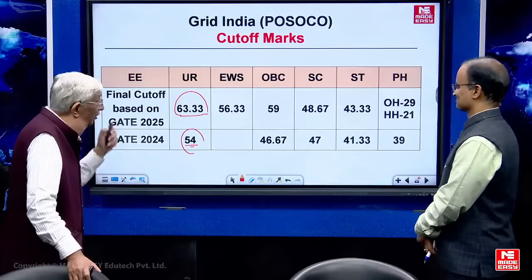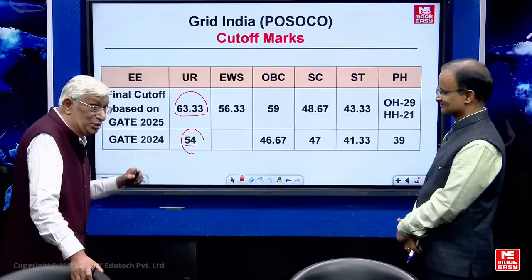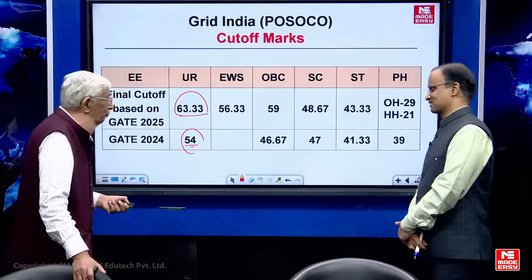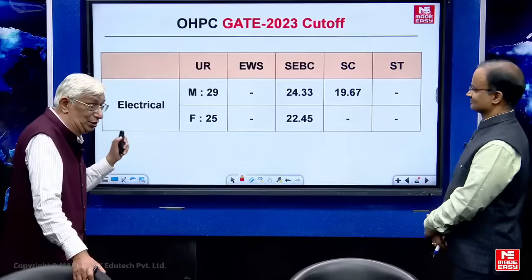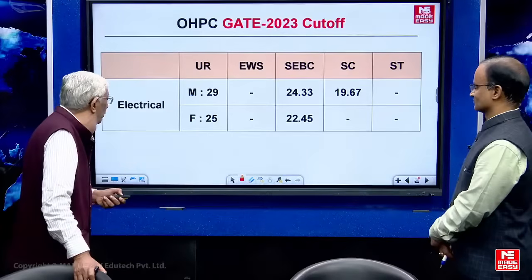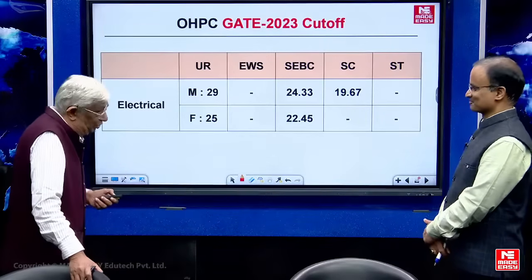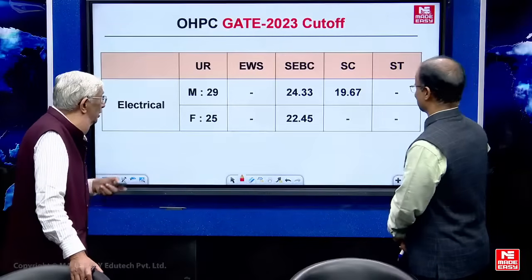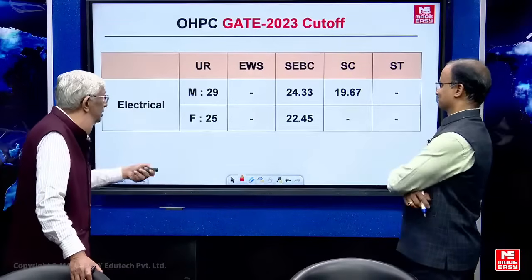But again, in terms of compensation package, POSOCO and Power Grid, it's identical. But the posting is in major towns, not in the remote locations. Major towns is an advantage, yes. Orissa Hydropower recruited based on GATE 23. The cutoff for male and female is separate.